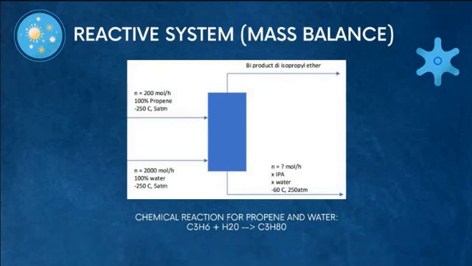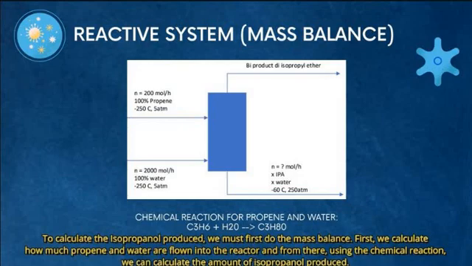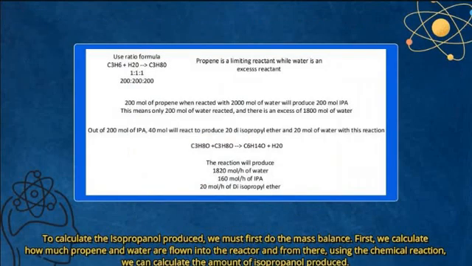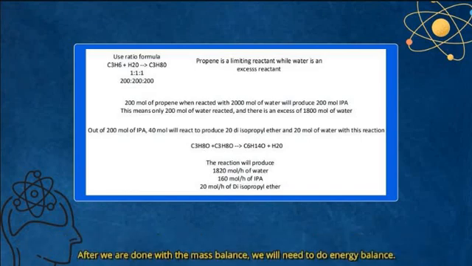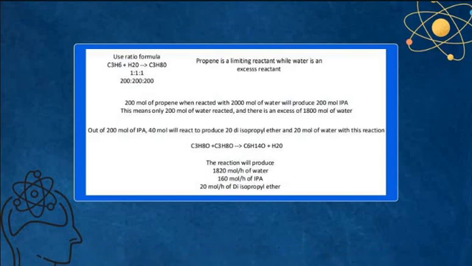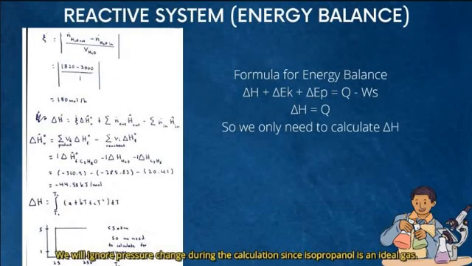To calculate the isopropanol produced, we must first do the mass balance. First, we will calculate how much propane and water are flown into the reactor, and from there, using the chemical reaction, we can calculate the amount of isopropanol produced. After we are done with the mass balance, we will need to do the energy balance. We will ignore the pressure change during the calculation since isopropanol is an ideal gas.